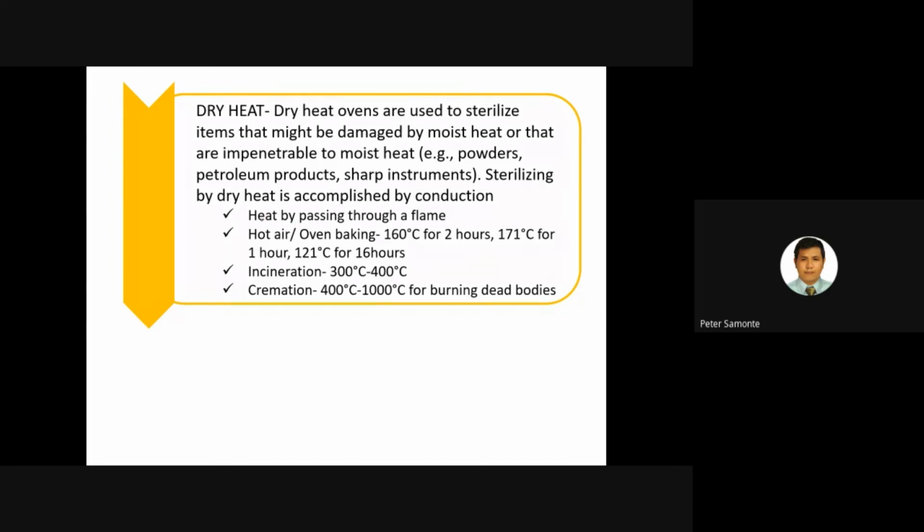Examples of dry heat are heating by passing through a flame, using a hot air oven, baking at 160 degrees for 2 hours, or 171 degrees for 1 hour, or 121 degrees centigrade for 16 hours. There's also incineration and cremation. Incineration is done at 300 to 400 degrees centigrade, and cremation at 400 to 1000 degrees centigrade for burning bodies. Due to the Clean Air Act, incineration is no longer done. So we use either autoclave, hot air, or oven baking.